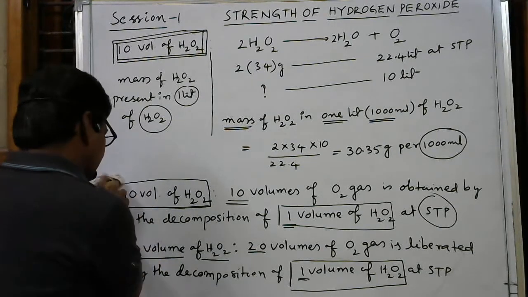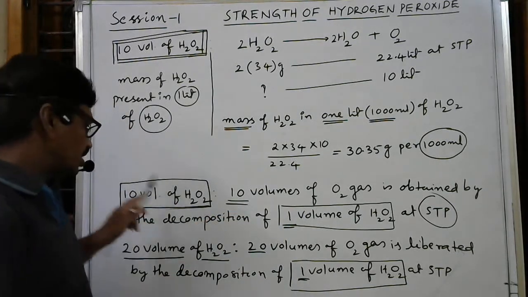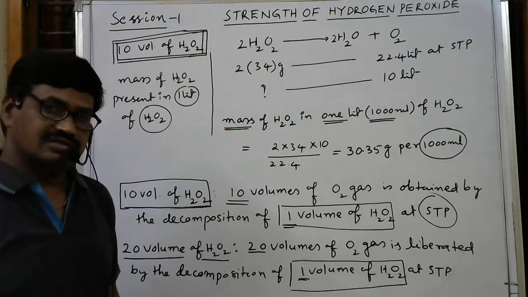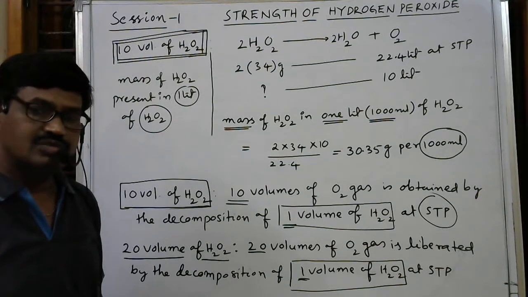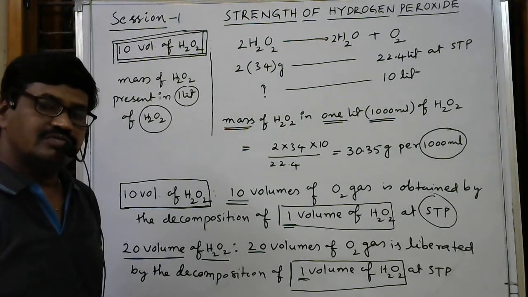This statement you have to remember. Without knowing and understanding this statement, it is not possible to do these calculations. What is the meaning of 10 volumes of hydrogen peroxide? What is the meaning of 20 volumes of hydrogen peroxide?